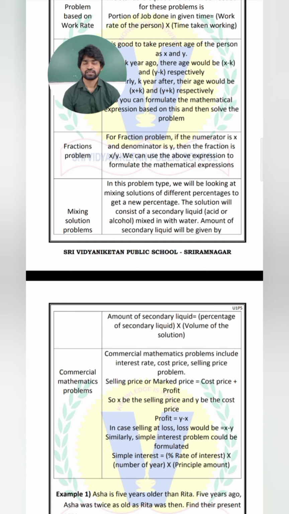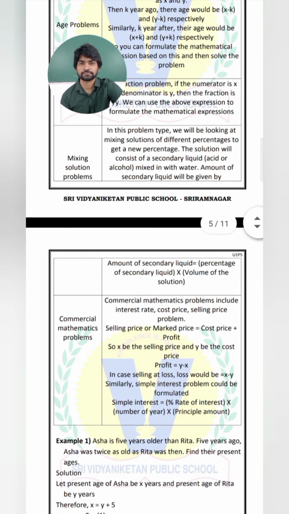Sometimes he will say, given there is a fraction, if I add 1 to the numerator and subtract 1 from the denominator, the fraction becomes 2 by 3. Then 1 you have to add to the numerator. What is your numerator? x. So x plus 1 by subtract 1 from denominator, that is y minus 1, equals 2 by 3. This is how we have to form equations. Forming equations is very important. Once again I am saying, you have to divide your paragraph into sentences, then you can write equations clearly.